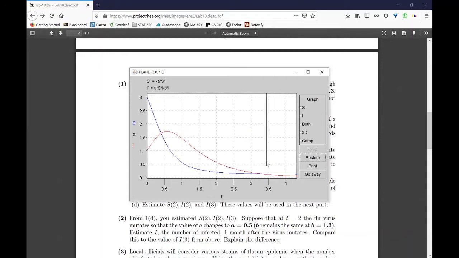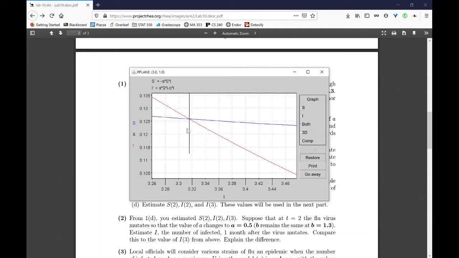And if we restore it, we actually find that there's a second point right over here where the susceptibles equals infected. And if we crop it like this, we can see that this other intersection appears around 3.32 months.